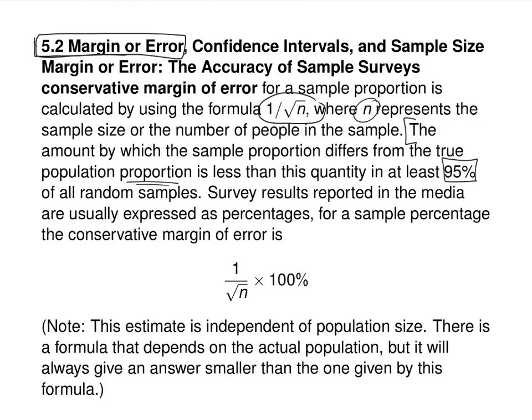And to make it a percentage, you just take 1 over root n multiplied by 100%. Move the decimal over 2 spots, right? And an interesting thing is that this estimate is independent of population size. There is a formula that depends on population size, but it's always going to give a smaller margin of error than this. This is overkill. Does that make sense? This is worse than the actual thing would be considering population size. And it's also really easy to compute, so it's used a lot for things like the current political polls that you see online, done by places like the Gallup organization.